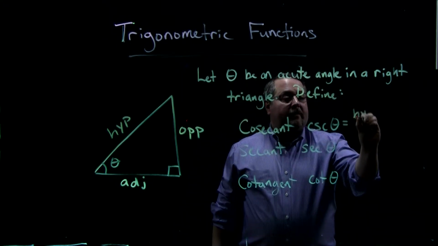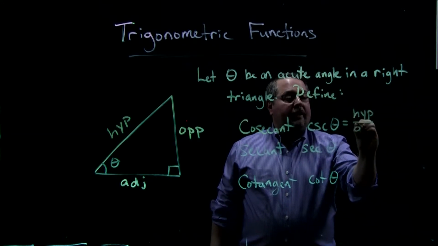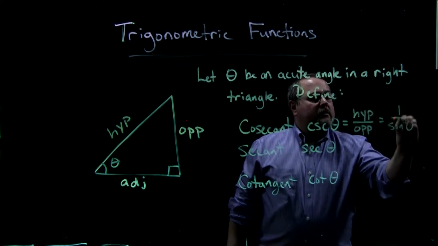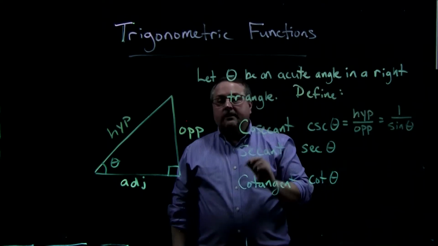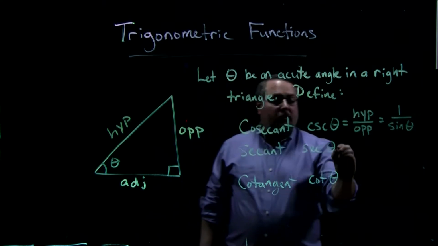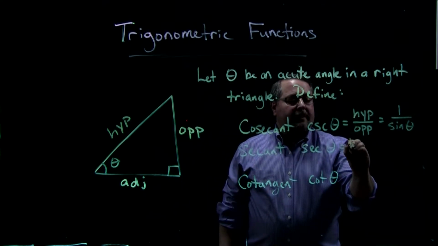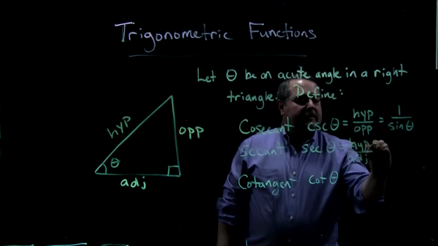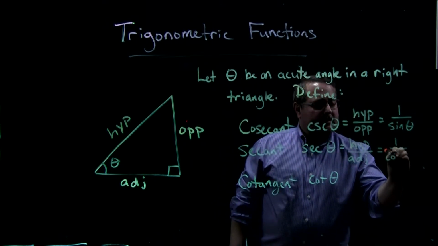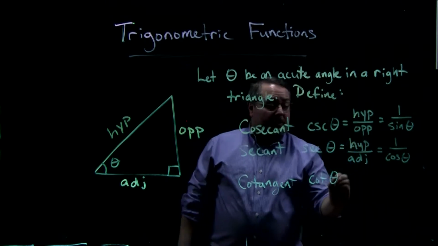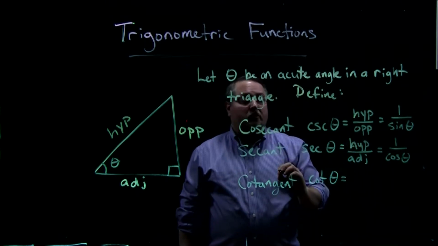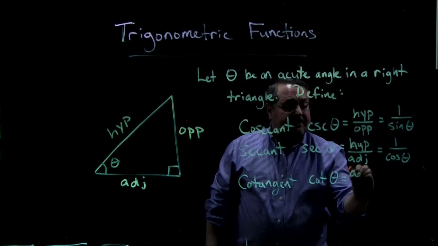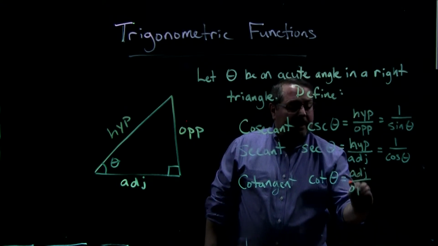And the cosecant is just the reciprocal of the sine. So it's going to be the length of the hypotenuse over the length of the opposite side. Okay, so that's going to be 1 over sine theta. Secant is going to be the reciprocal of the cosine. So it's going to be the length of the hypotenuse over the length of the adjacent side. Okay, and finally the cotangent is going to be the reciprocal of the tangent. So that's going to be the length of the adjacent side over the length of the opposite side.